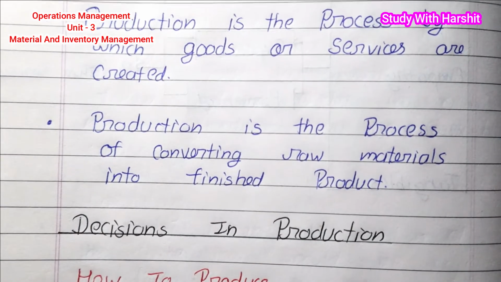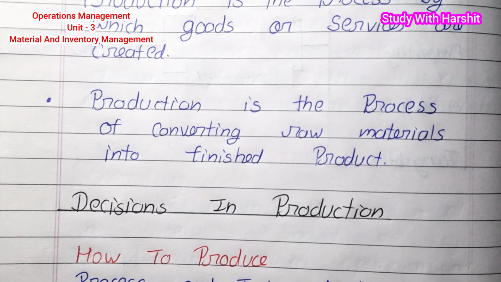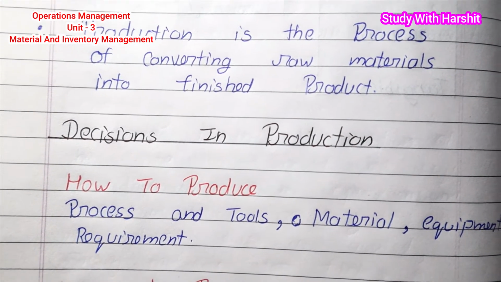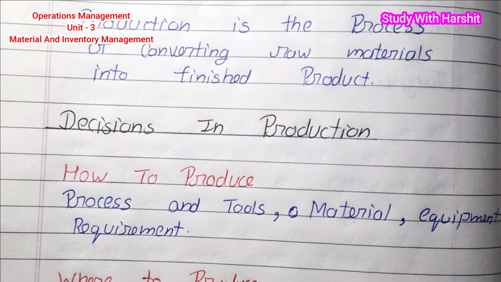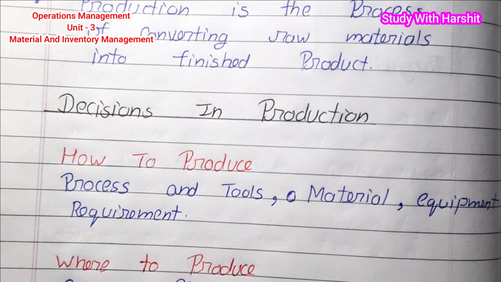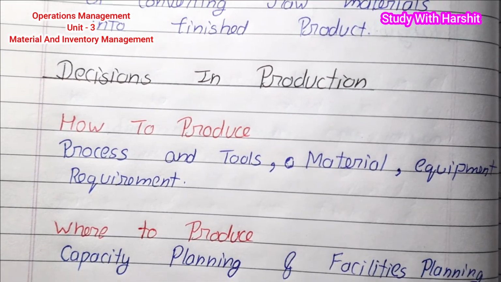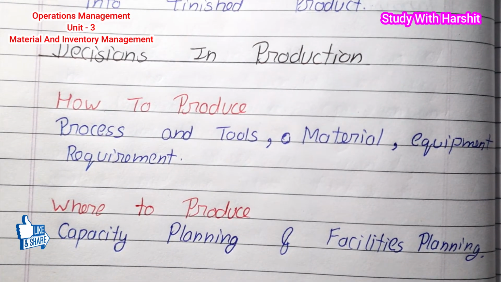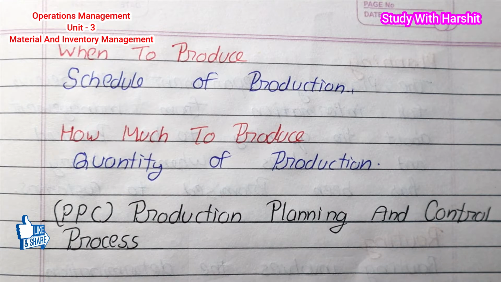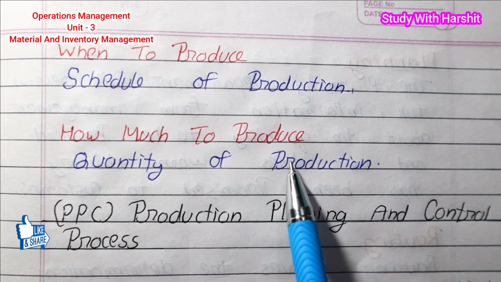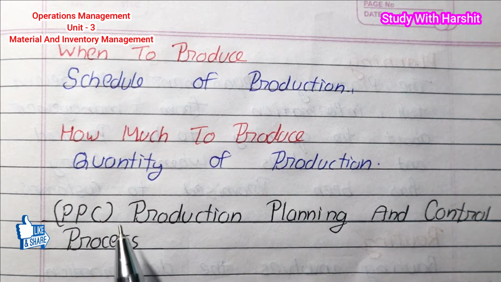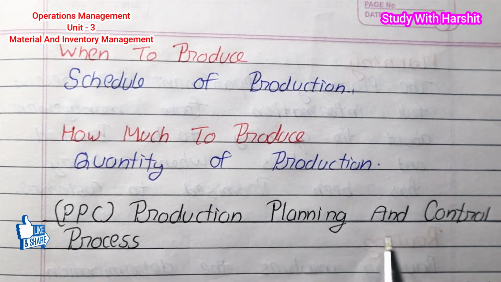Decisions in production. First one, how to produce: process and tools, materials, equipment requirement. Where to produce: capacity planning and facility planning. When to produce: schedule of production. How much to produce: quantity of production. PPC, production planning and control process.